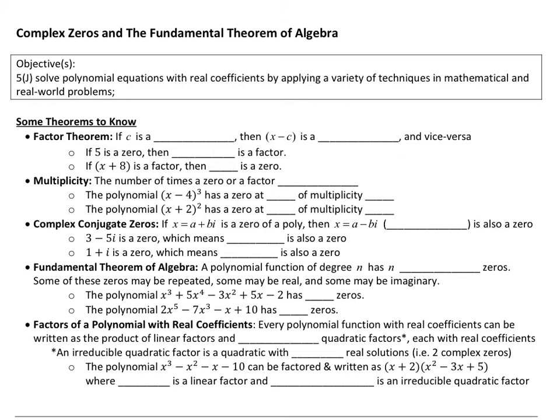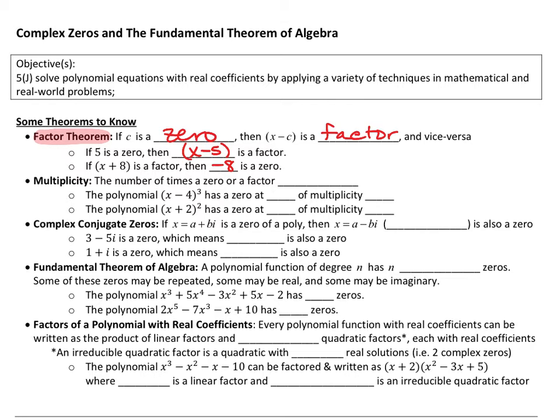Some of them we've already talked about. The first one, the factor theorem, we talked about this last class. If c is a zero of the polynomial, then x minus c is a factor, and vice versa. So, for example, if you know that 5 is a 0, then x minus 5 is a factor, and if x plus 8 is a factor, then you automatically know that negative 8 is a 0.